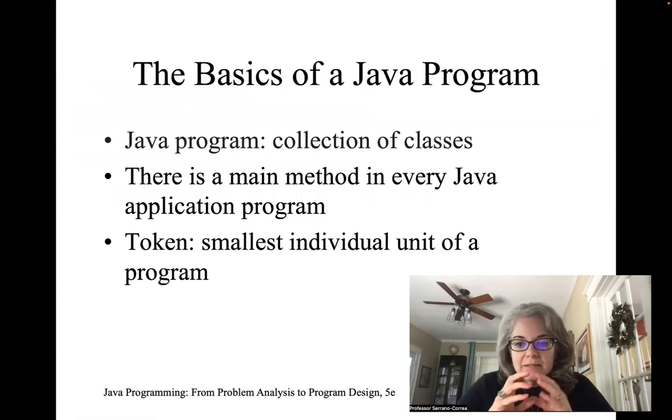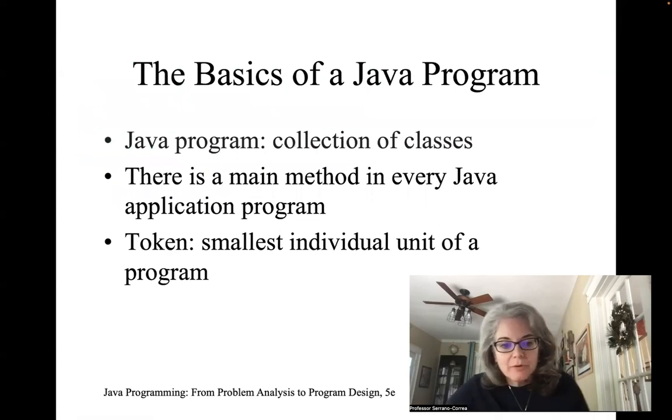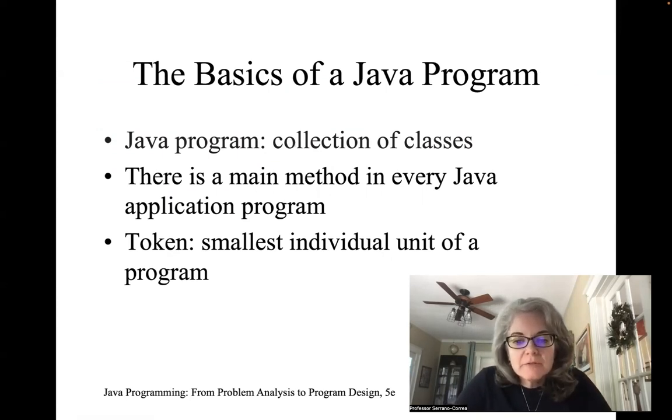There's a main method, like I said, in every Java application program, not if we're creating an applet, which runs in the web browser. And then a token is just the word that we use for the smallest individual unit of a program. And the smallest individual unit of a program is going to be the Java class.